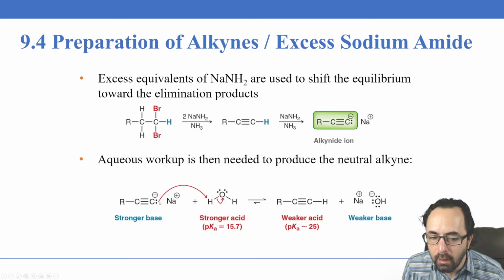Again, we have a proton transfer. The lone pair on the alkyne grabs the proton, those electrons are left behind in this bond, and we get a hydroxide ion and the protonated alkyne. This equilibrium favors the right quite strongly, because the alkyne is a significantly weaker acid than water. So this goes from the stronger acid to the weaker, and from the stronger base to the weaker base.